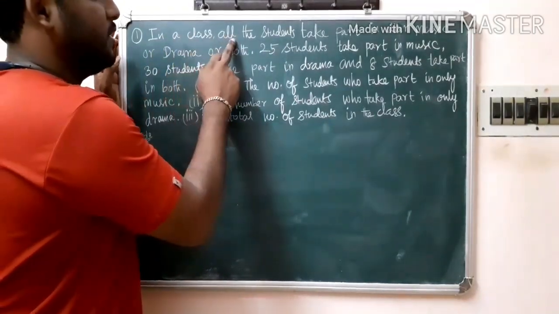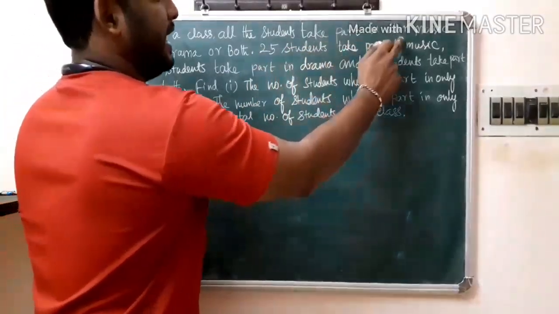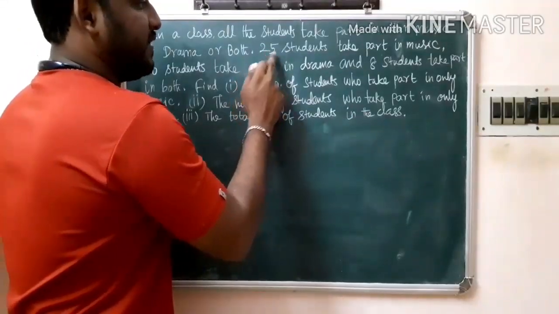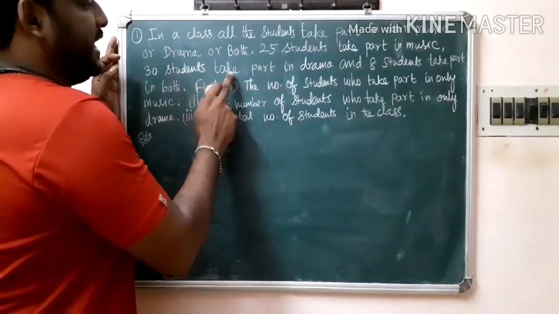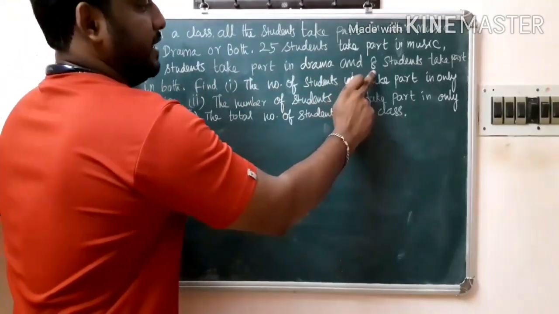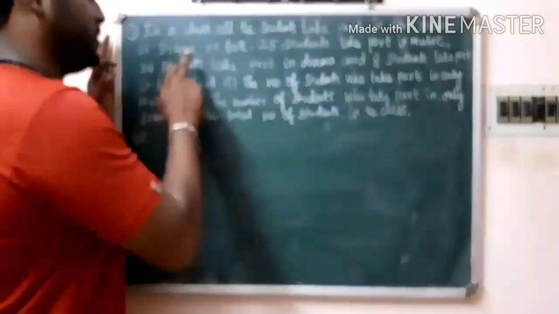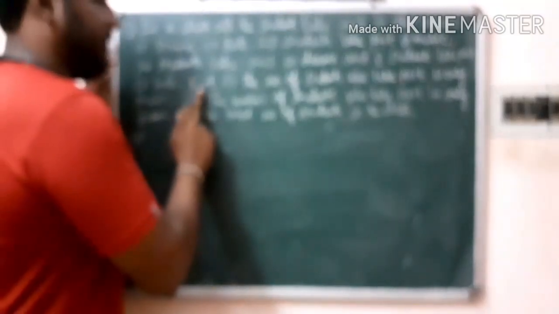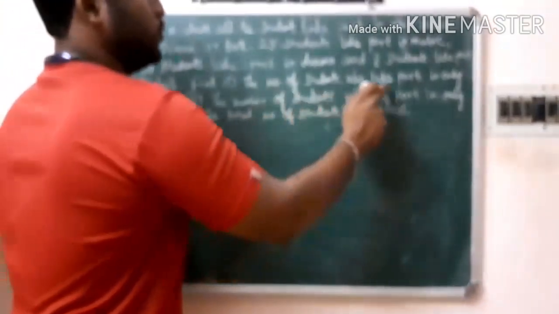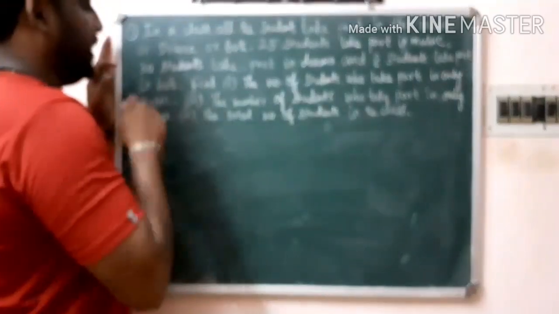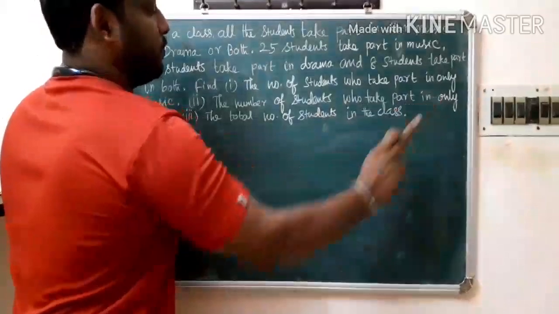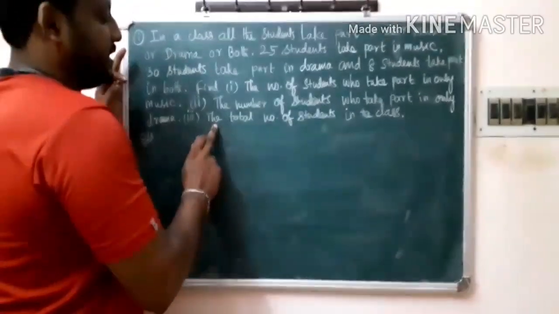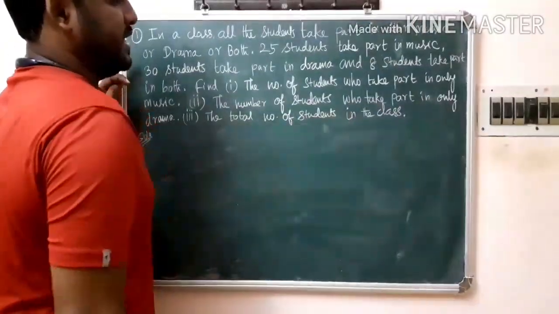In a class, all the students take part in either music or drama or both. 25 students take part in music only, 30 students take part in drama only, and 8 students take part in both music and drama. We have to find out: first, the number of students who take part only in music; second, the number of students who take part only in drama; and third, the total number of students in the class.